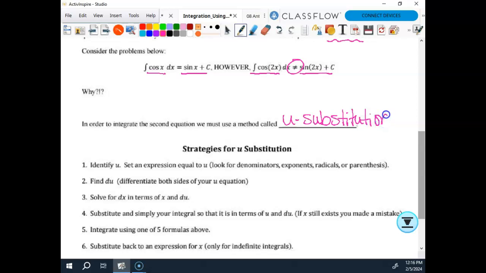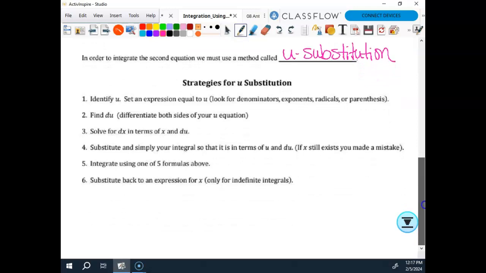Hence all the u's that are in everything. Here are the strategies. Okay, so we'll do this. I'm not going to read those to you, but if you forget, you can come back and do this. This is what we're about to do here. Okay, so flip it over.